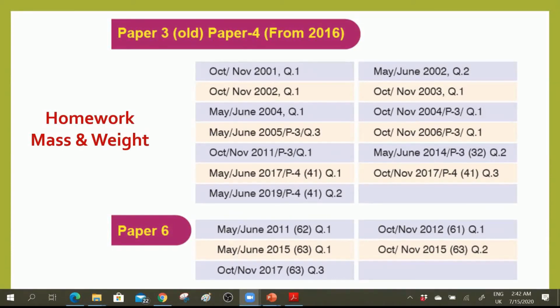I have collected a range of past paper questions from 2002 till 2019 from different variants being examined by the University of Cambridge worldwide. The answers to these questions are available on the website. So I have the questions from paper 4 and from paper 6.